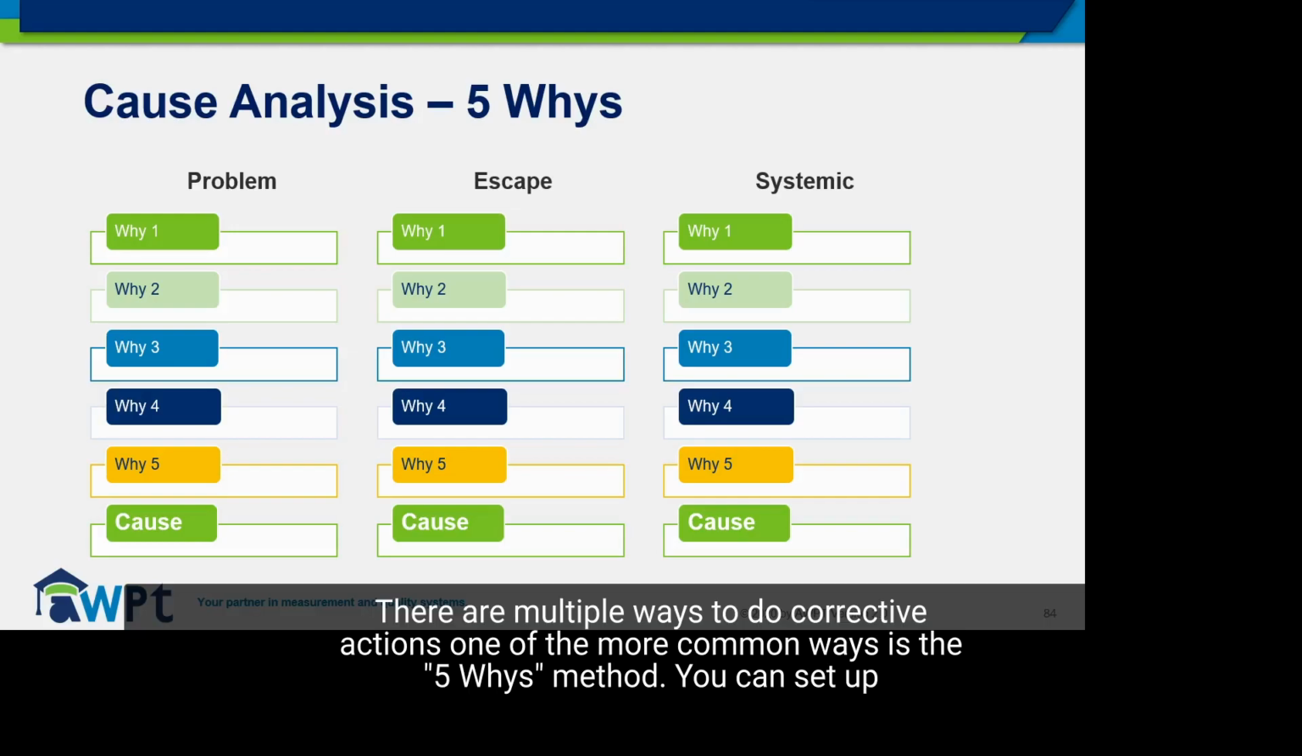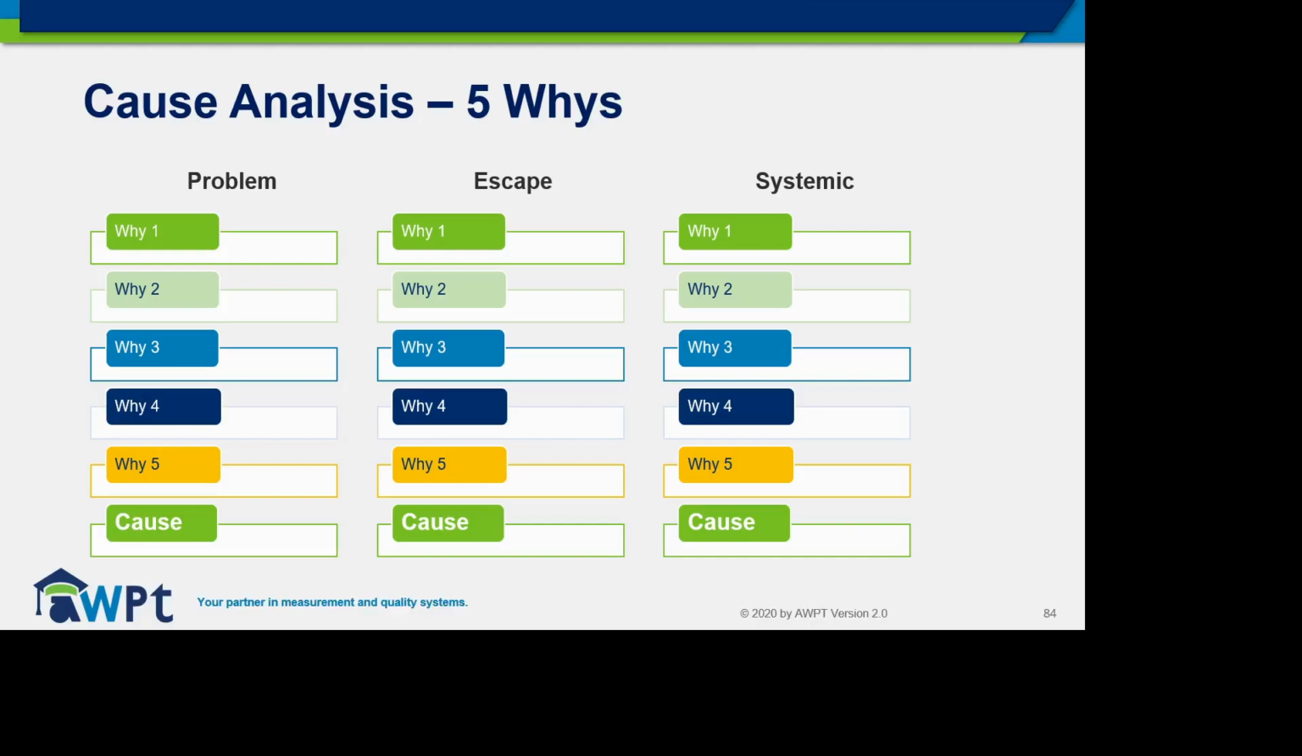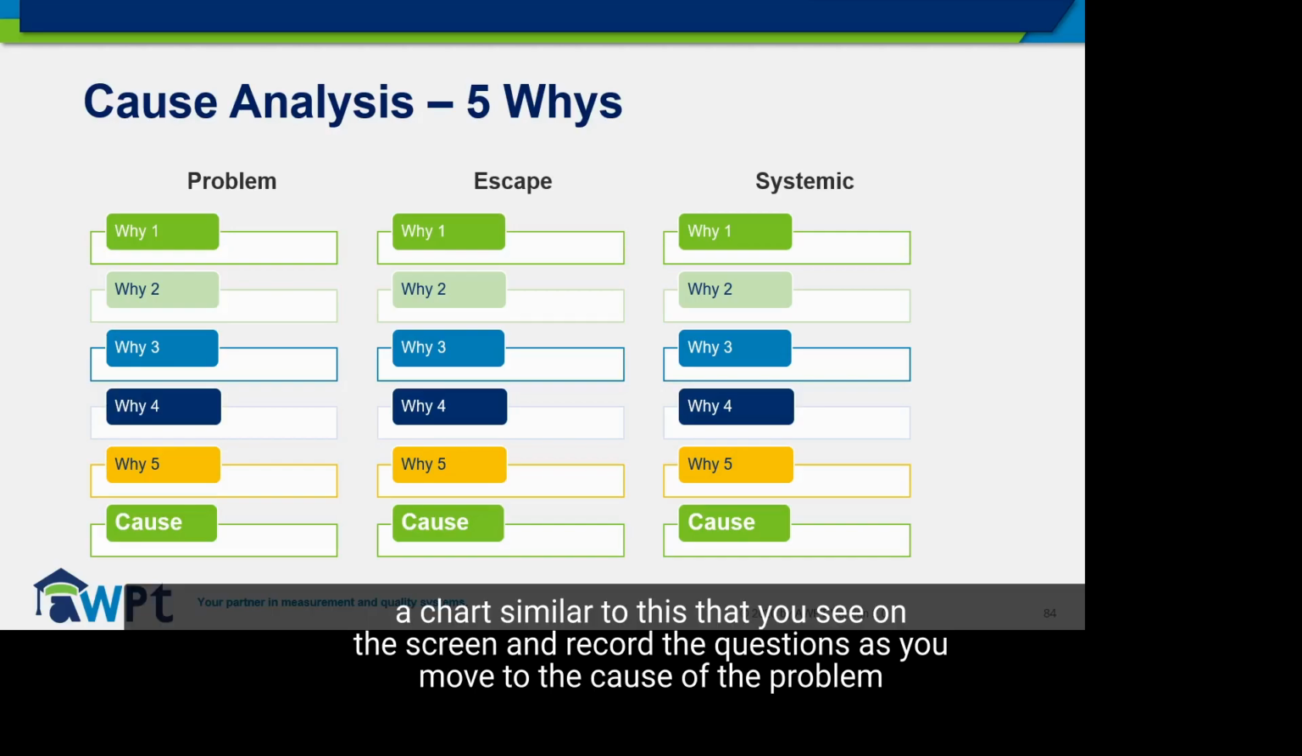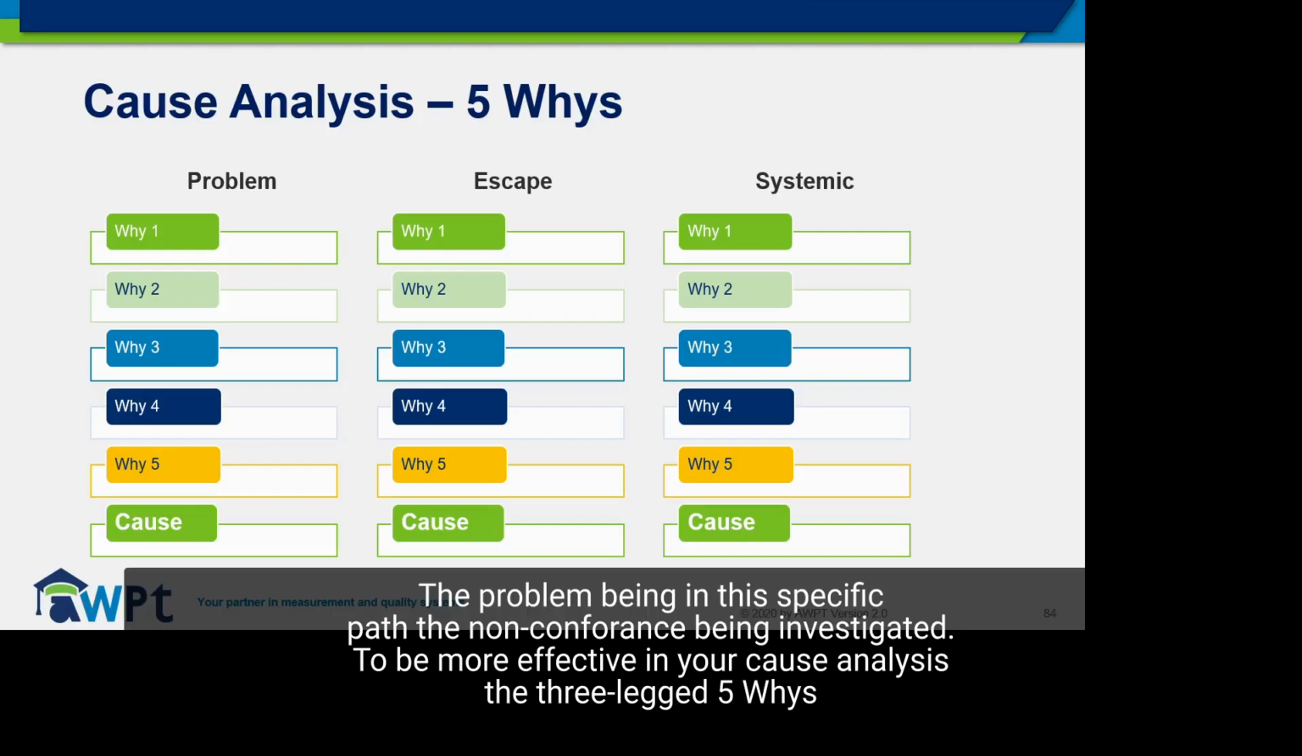There are multiple ways to do corrective actions. One of the more common ways is the 5 whys method. You can set up a chart similar to this that you see on the screen and record the questions as you move to the cause of the problem. The problem being, in this specific path, the nonconformance being investigated.